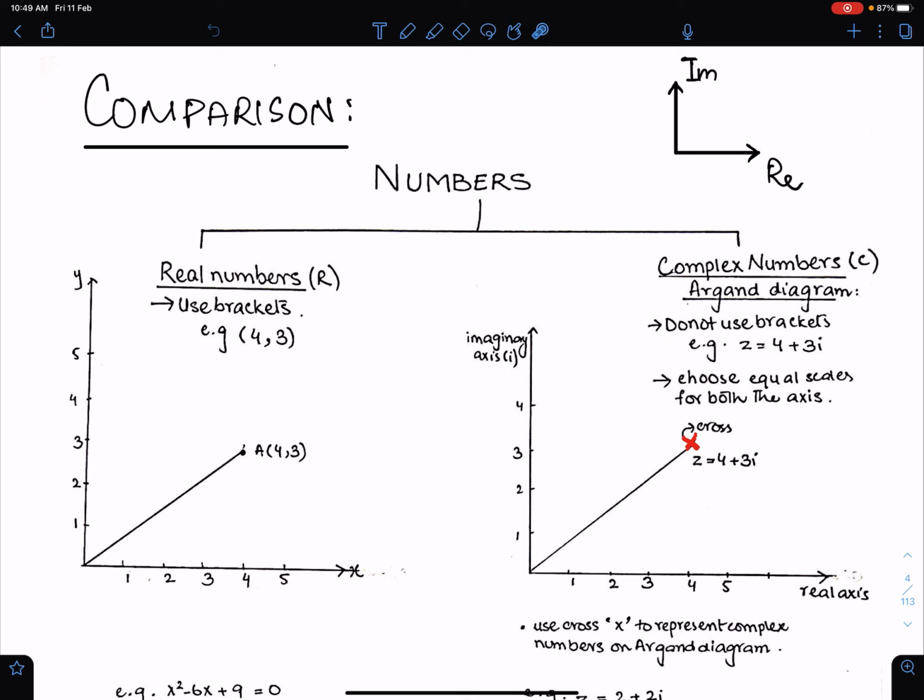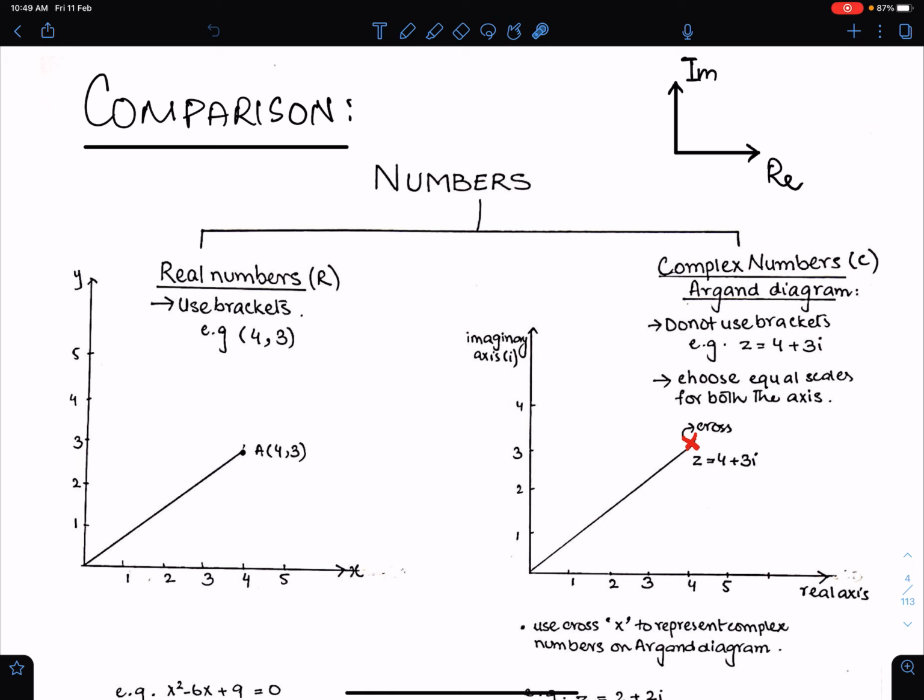Comparison between real numbers and complex numbers. In real numbers, we label the horizontal axis with x and the vertical with y. Whereas in complex numbers, we label the horizontal axis as the real axis, in short Re, and the vertical axis as the imaginary axis, in short Im.